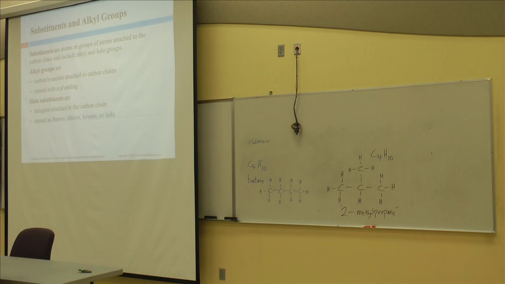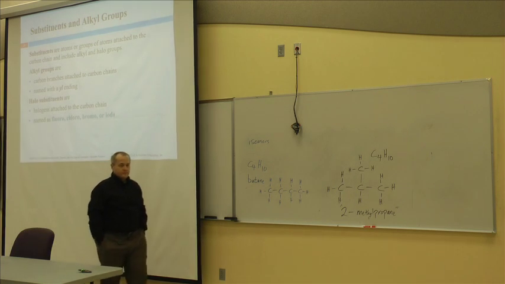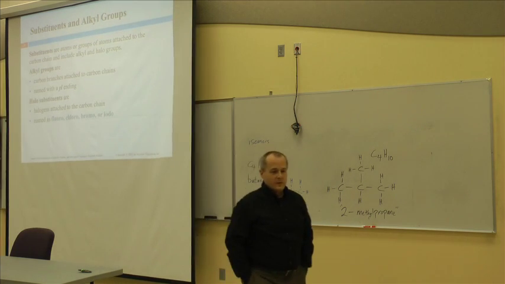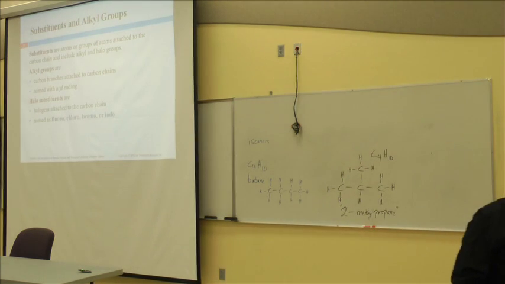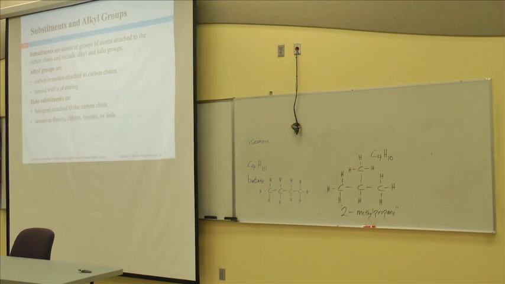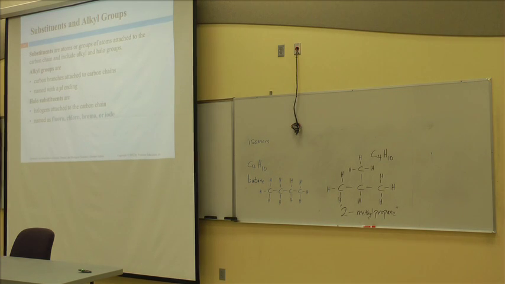So the halogens are group 17. So these are all halogens here. Okay? They're affectionately referred to as halos. Not the video game. Although that's fun too. That's the name of that structure? 2-methyl. Yep. The bottom name is the name of that structure. And you'll learn how to do that here in a minute.